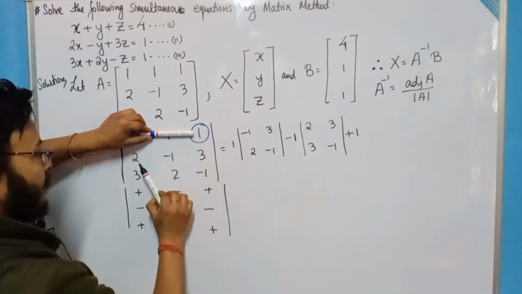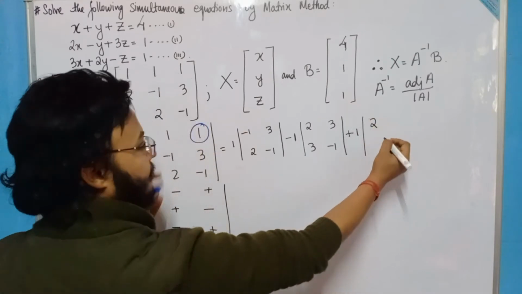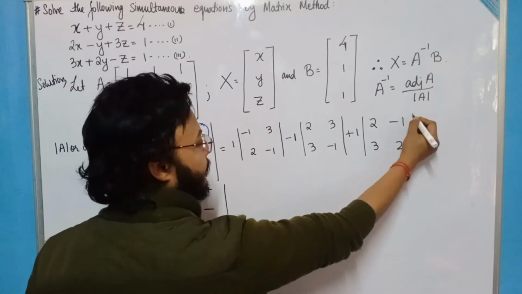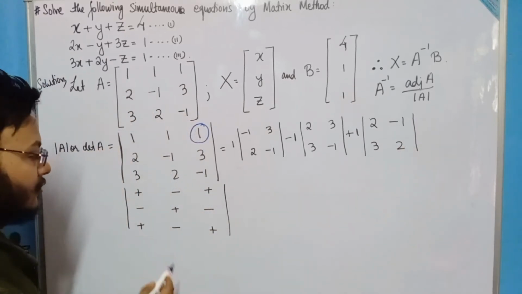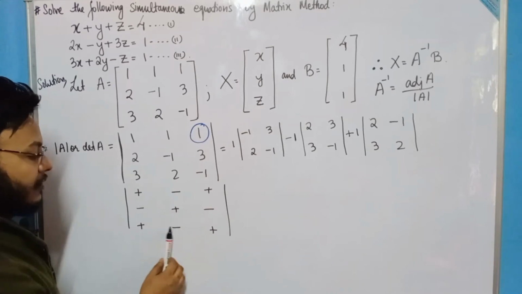So what do you see now? 2, minus 1, 3, 2. So it will be 2, minus 1, 3 and 2. Okay, also you're clear. So please copy this. This is the rule: plus, minus, plus, minus, plus, minus, plus, minus, plus.